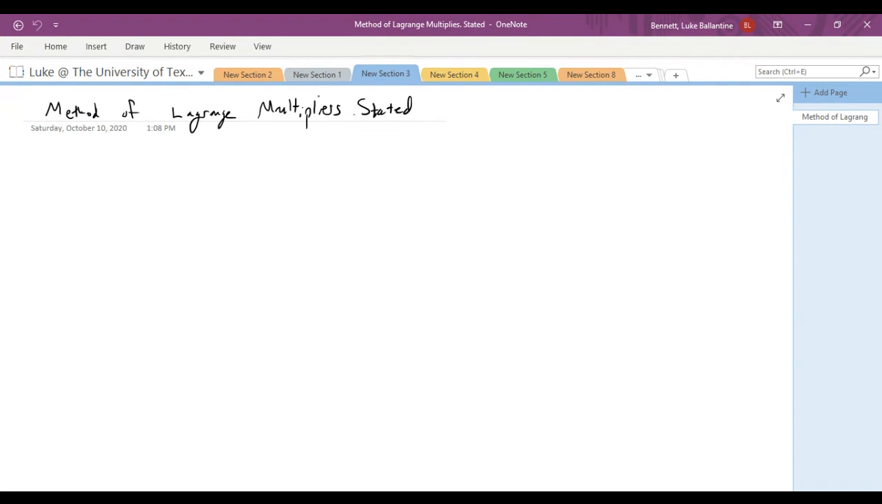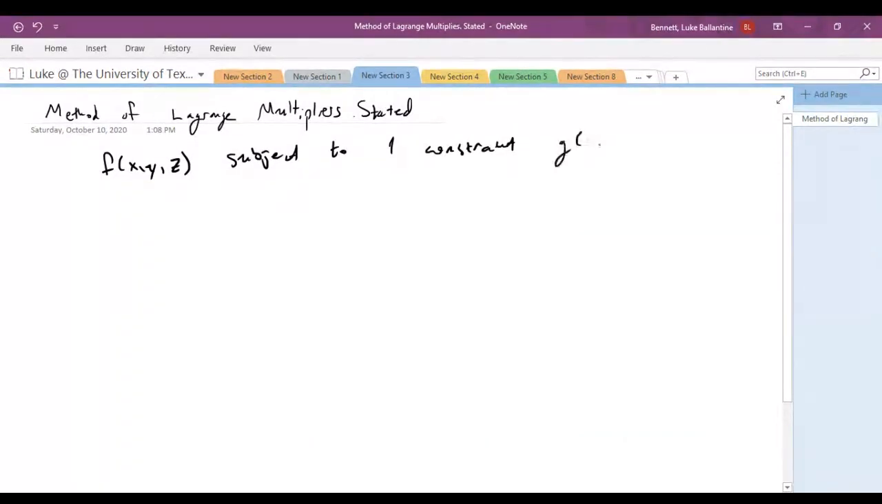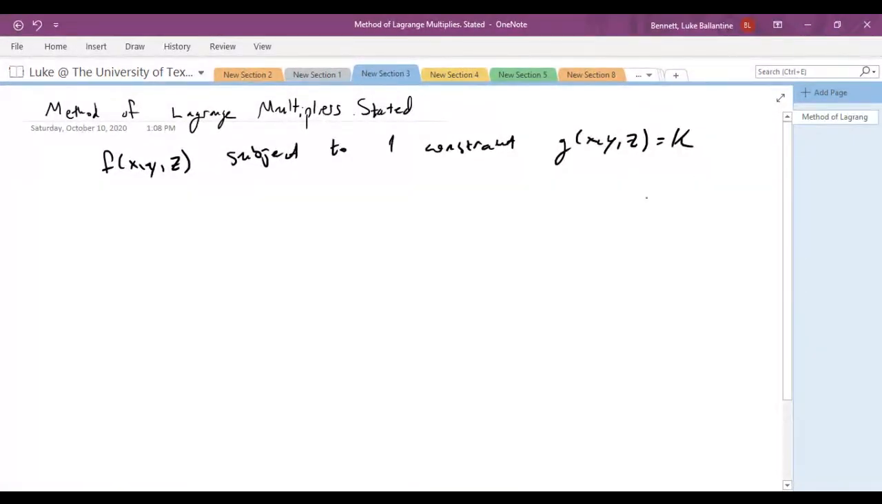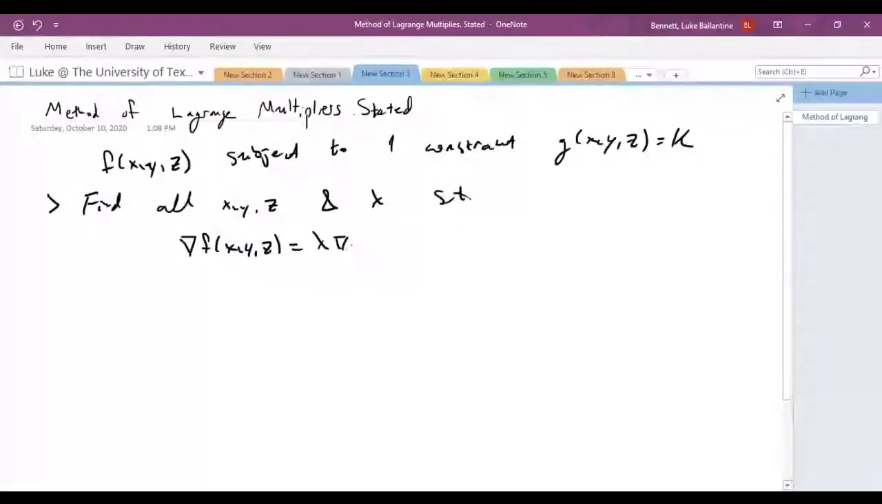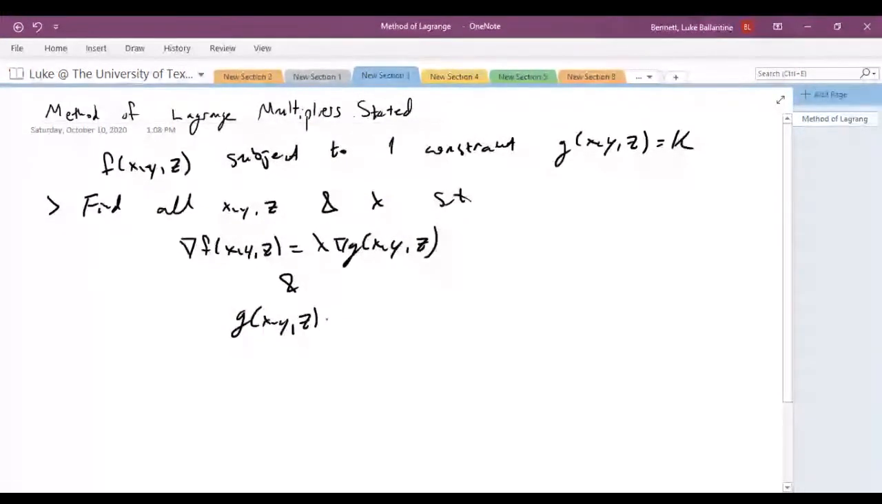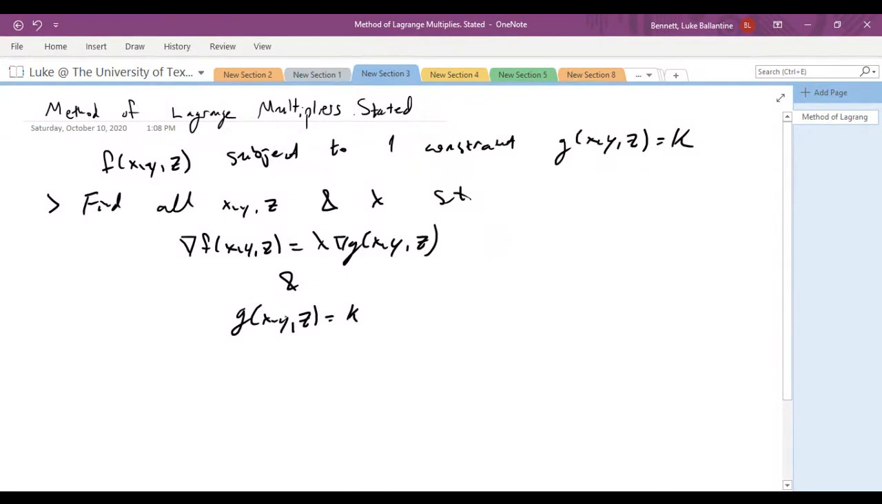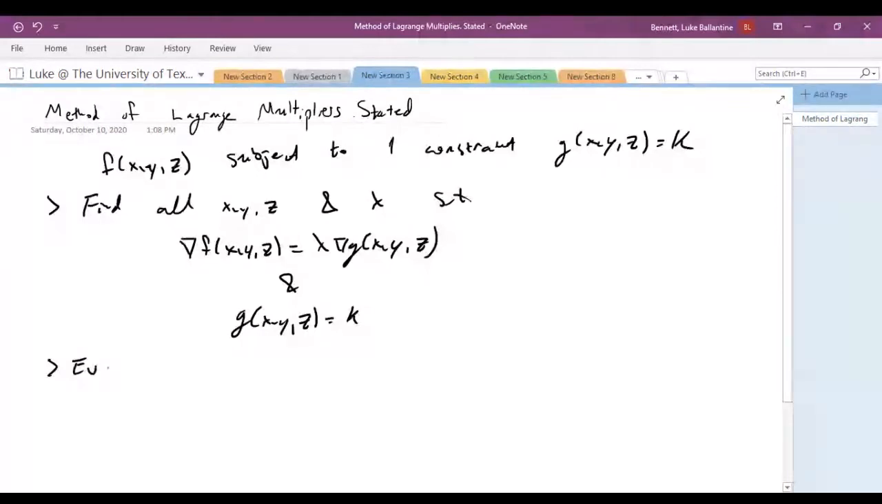Okay, method of Lagrange multipliers. Let's say we have a function of 3 variables subject to one constraint. That is the level set g of x, y, z equals some constant. You have to find all x, y, z, and lambda such that the gradient of f of x, y, z is equal to lambda times the gradient of g of x, y, z, and the equation g of x, y, z equals k. So then you evaluate f at the above points.